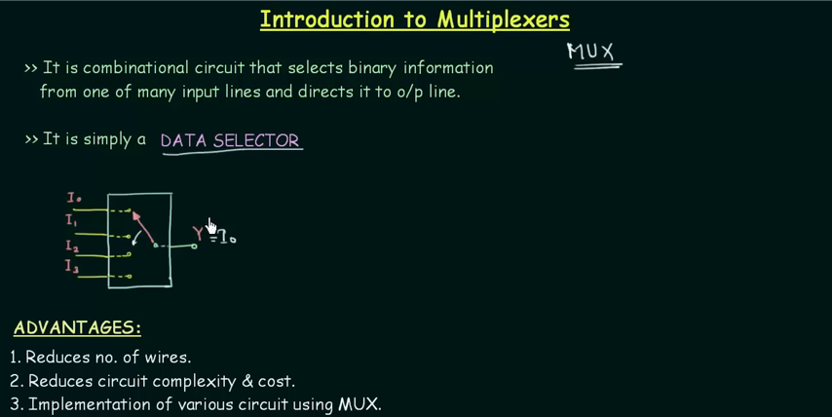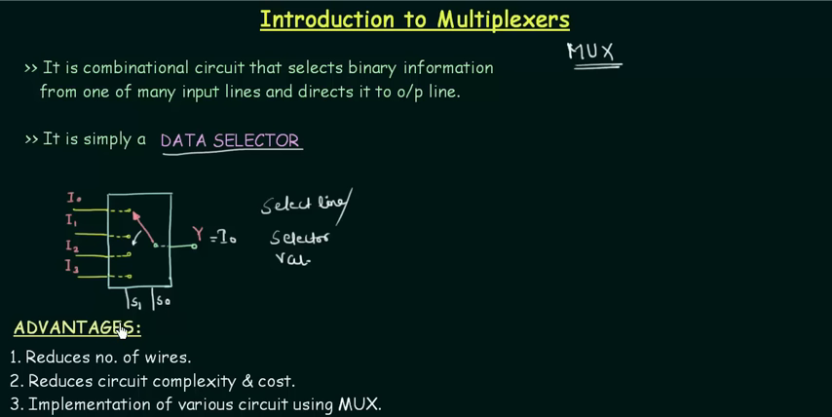Now there must be one question arising in your mind: how is this dialer moving, how is one of these four inputs being selected? It is done by a select line, or we also call it a selector variable. In this case, when we have four inputs, two selector variables are required, that is S0 and S1. S0 is the LSB of the selector variable and S1 is the MSB.